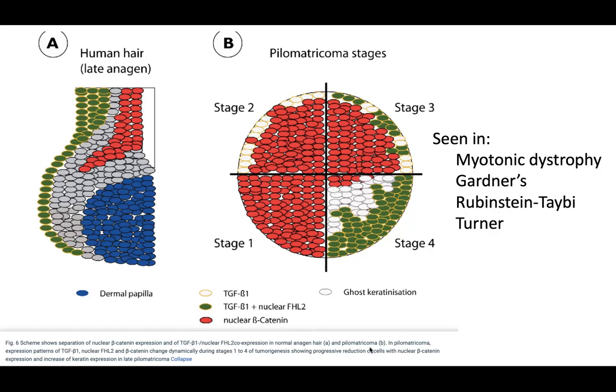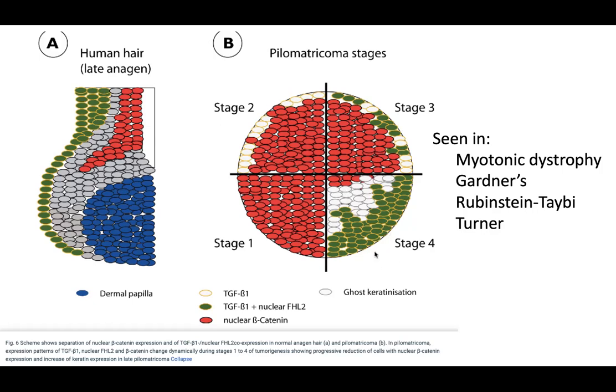When you get to a pilomatricoma, what you're going to see is mostly, in stage 1, nuclear beta-catenin activation. As you move on to stage 2, you're going to have a shift of nuclear beta-catenin as well as a little bit of TGF-beta 1. You'll start to pick up some nuclear FHL2 activity. And then in stage 4, which is the stage that we mostly see, we're going to see nuclear beta-catenin activity in a lot of the precursor cells.